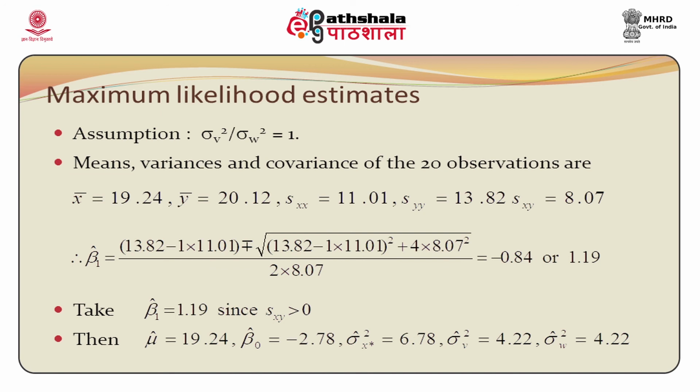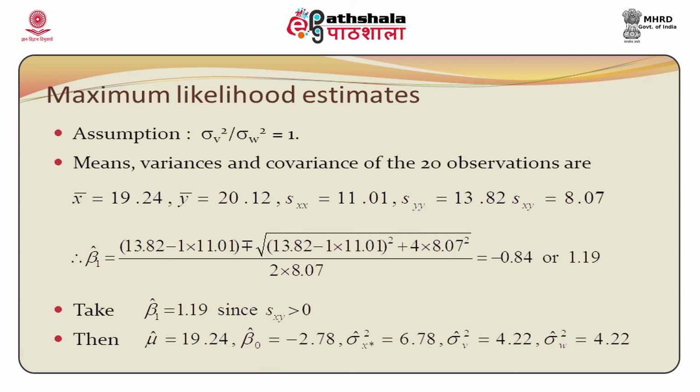Once we get 1.19, of course, mu hat is x bar, which is 19.24, beta naught hat is now y bar minus 1.19 into x bar, which is minus 2.78, sigma x star hat square is 6.78, and we can calculate sigma w hat square is 4.22. And if you go back to equation 4, you would get sigma b square, you can calculate it, and it comes out to be 4.22.